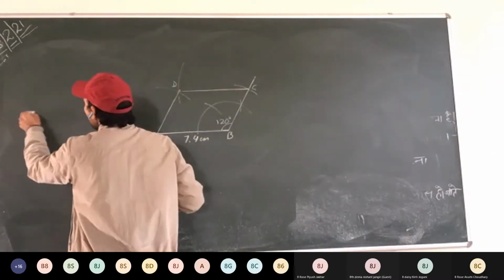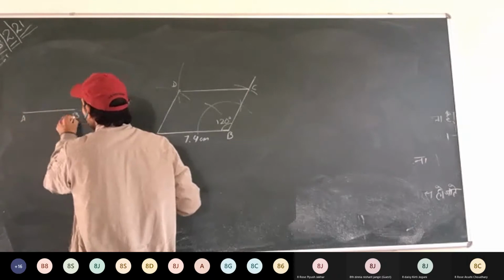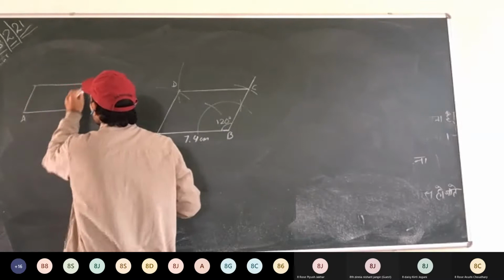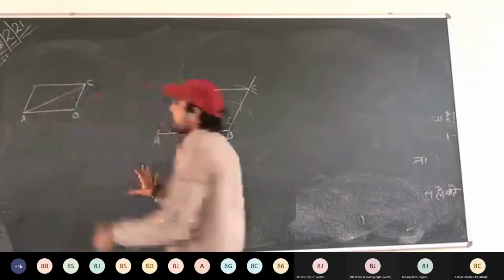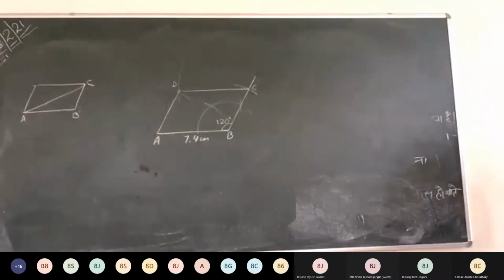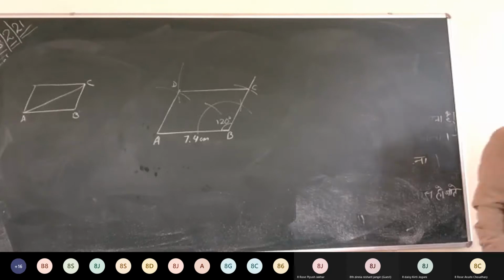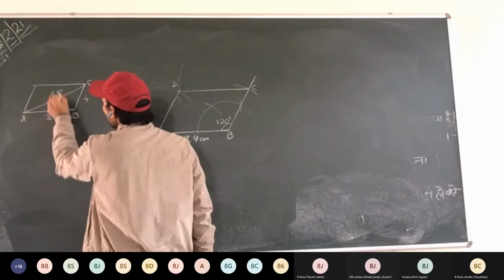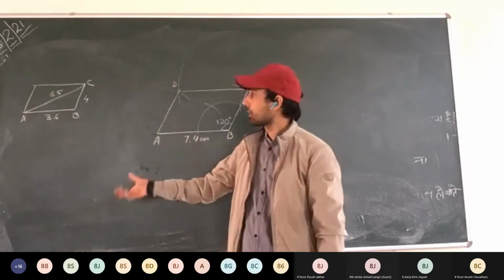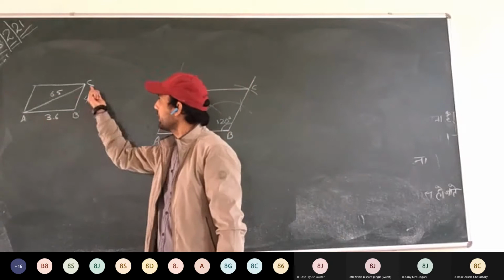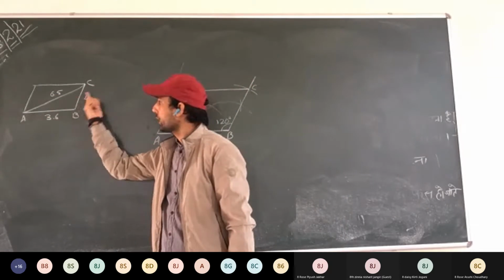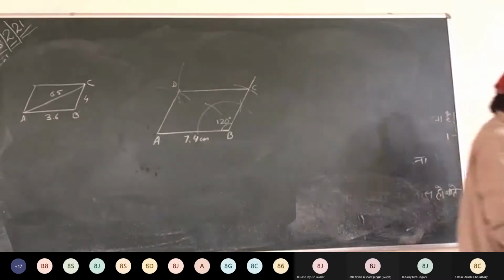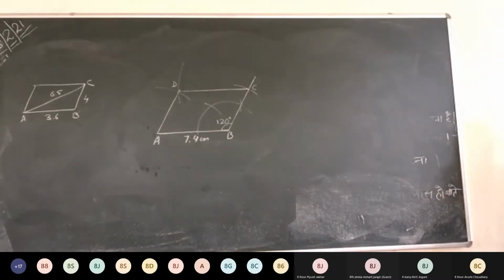So AB is 3.6, BC is 4, AC is 6.5 centimeters. These are given to us. AB, BC, and AC are given. So see here, first we draw AB. Yes, look front. First we draw AB.